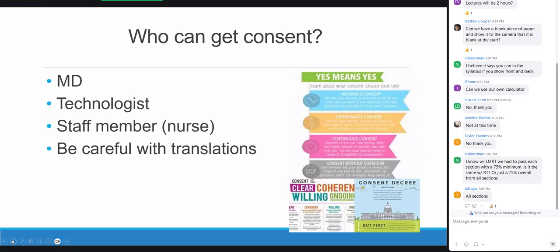Mr. Norman, I believe it's a 75 overall. So, but again, because they weigh differently, it's not a hard percentage. I don't know if that makes sense.